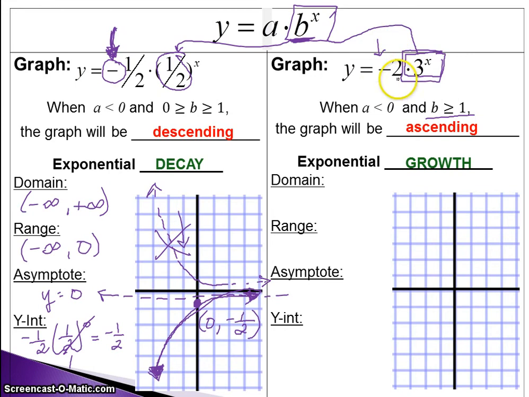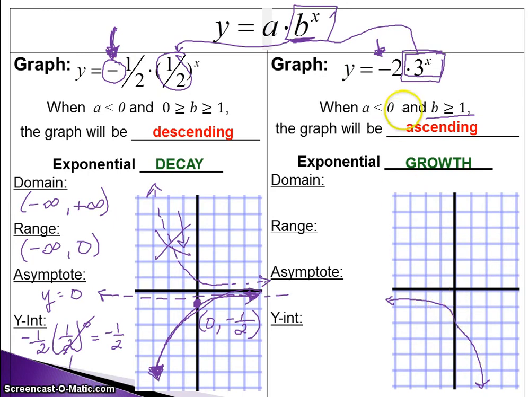So looking at this second example, I have a negative up here in the front. So since there's a negative, I know I'm going to be reflected across my asymptote. So I have to be careful when I'm drawing and when I'm referencing a growth or decay. So I type this in my calculator, -2 times 3 to a power of x, and I get an equation that looks like this, without that little curve.